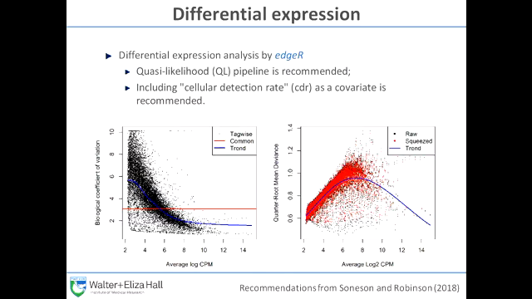And what they also found in that paper is that including the cellular detection rate, or the proportion of genes expressed in each cell, as a covariate in the model is also useful for increasing the accuracy a little bit.